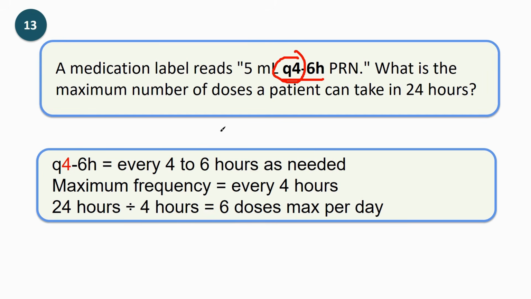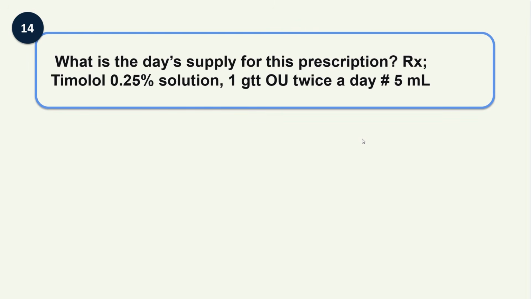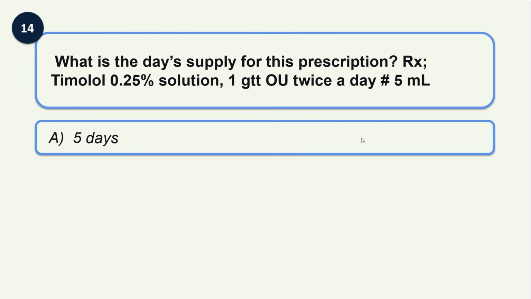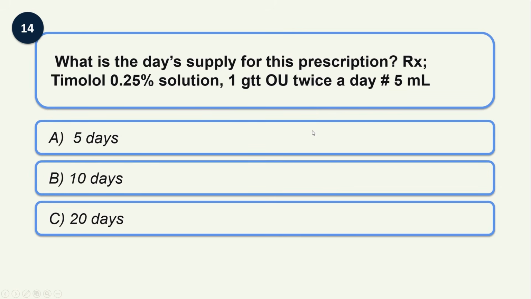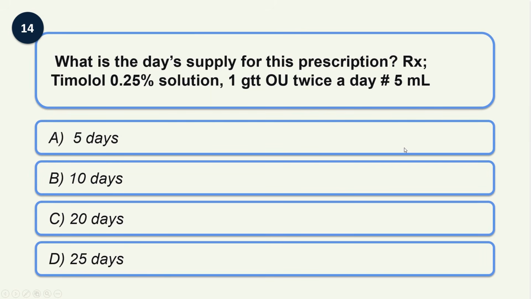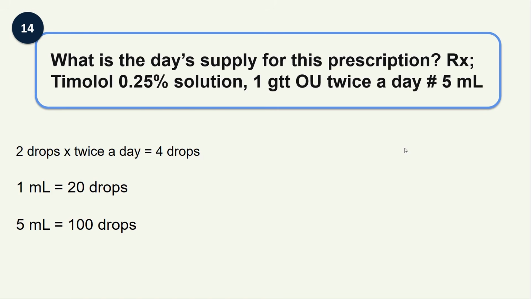So if you divide this 4 by 24 hours, then it gives you 6 dosages maximum per day for this prescription. Next, what is the day's supply for this prescription? RX Timolol 0.25% solution, 1 GTT OU twice a day, for 5 mils. A 5 days, B 10 days, C 20 days, and D 25 days. Correct answer is 25 days. Let's solve how to do it.